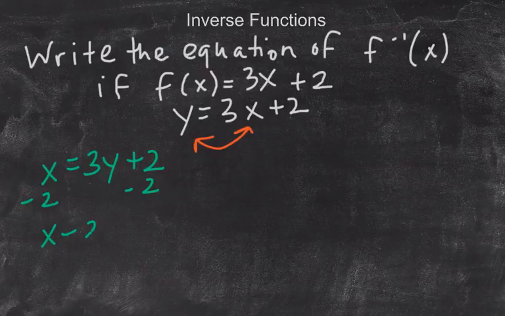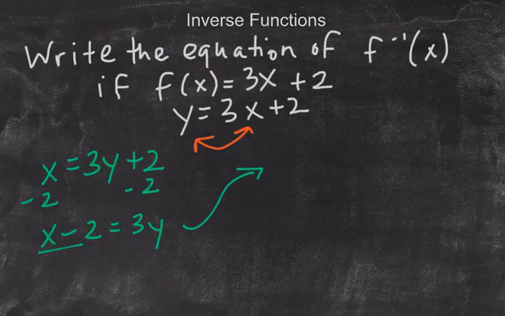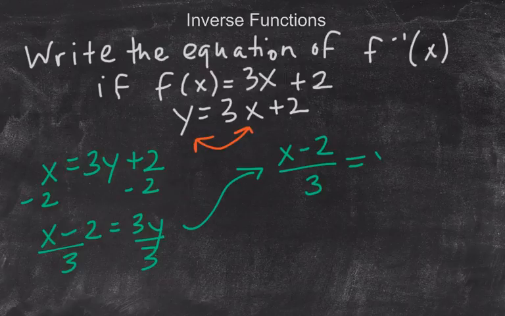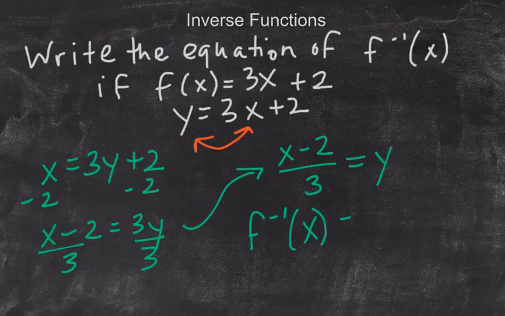So I've got x minus 2 equals 3y. And to solve for y, I'm going to divide by 3. So if I do that on both sides, I get x minus 2 divided by 3 equals y, and I can write that in function notation. So f inverse of x equals x minus 2 all divided by 3.